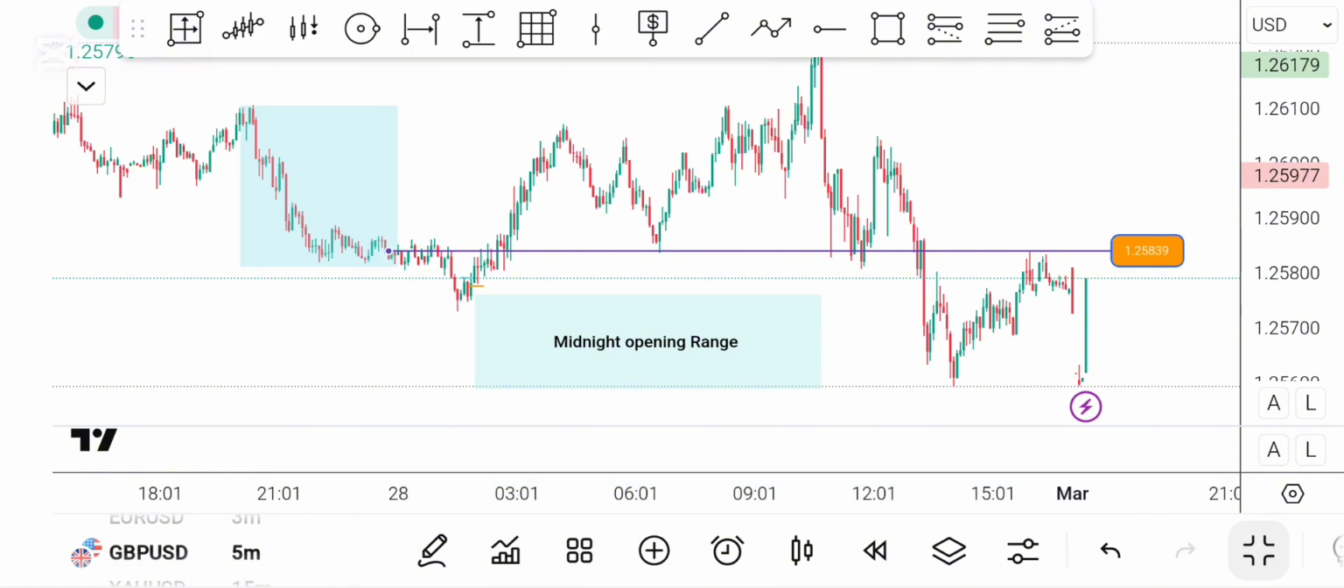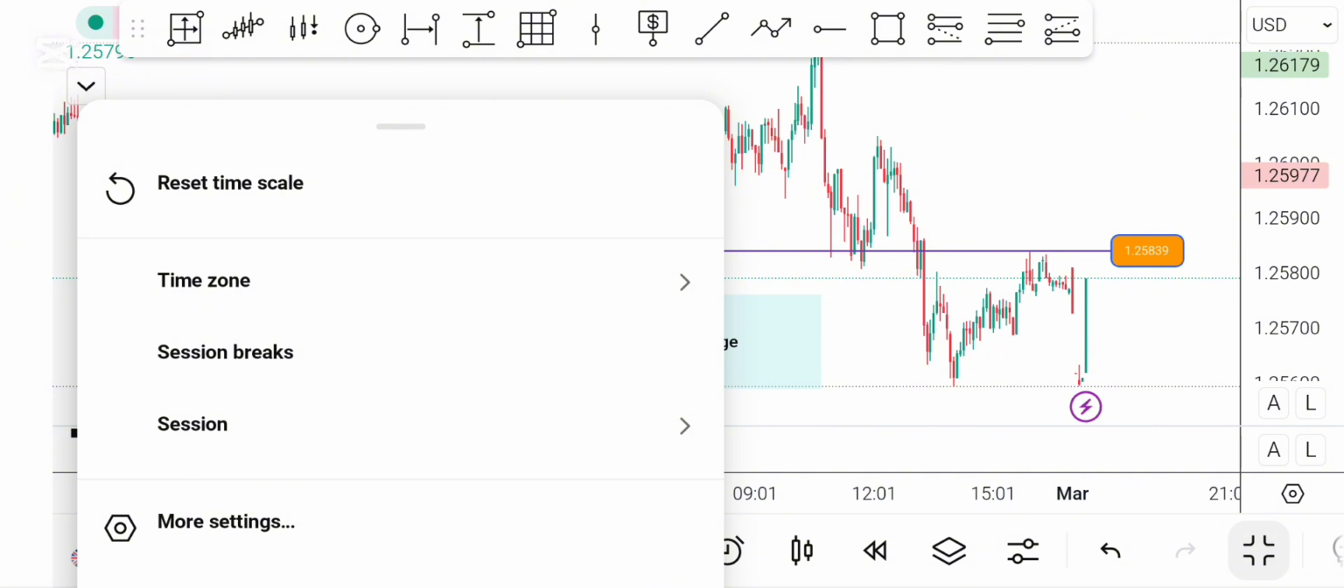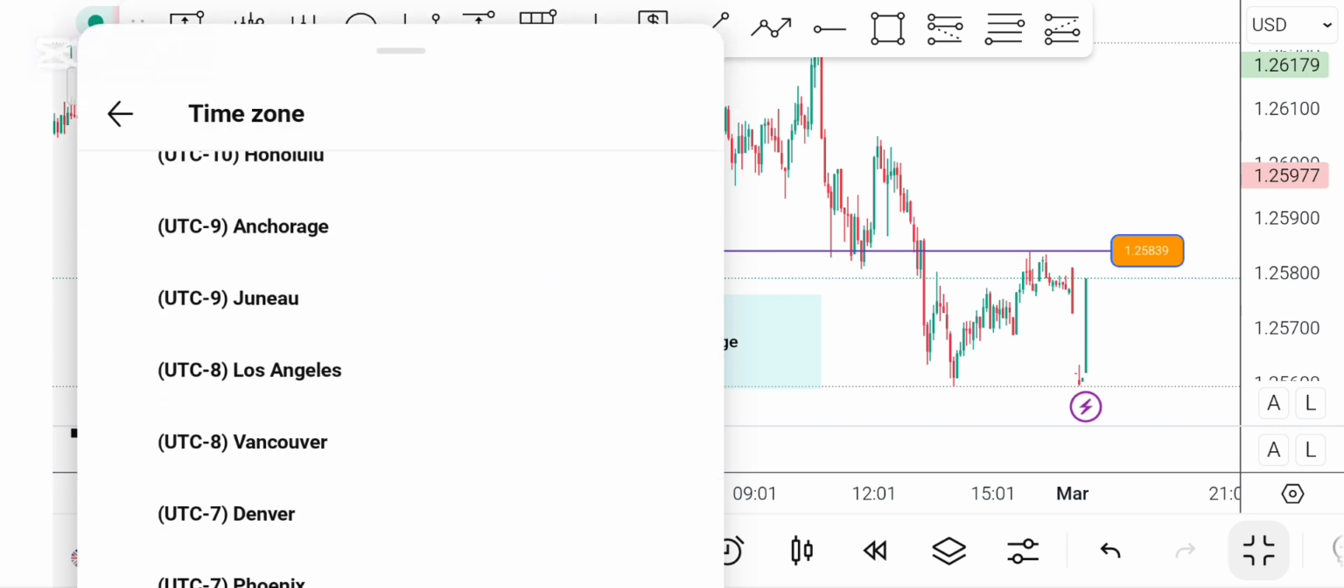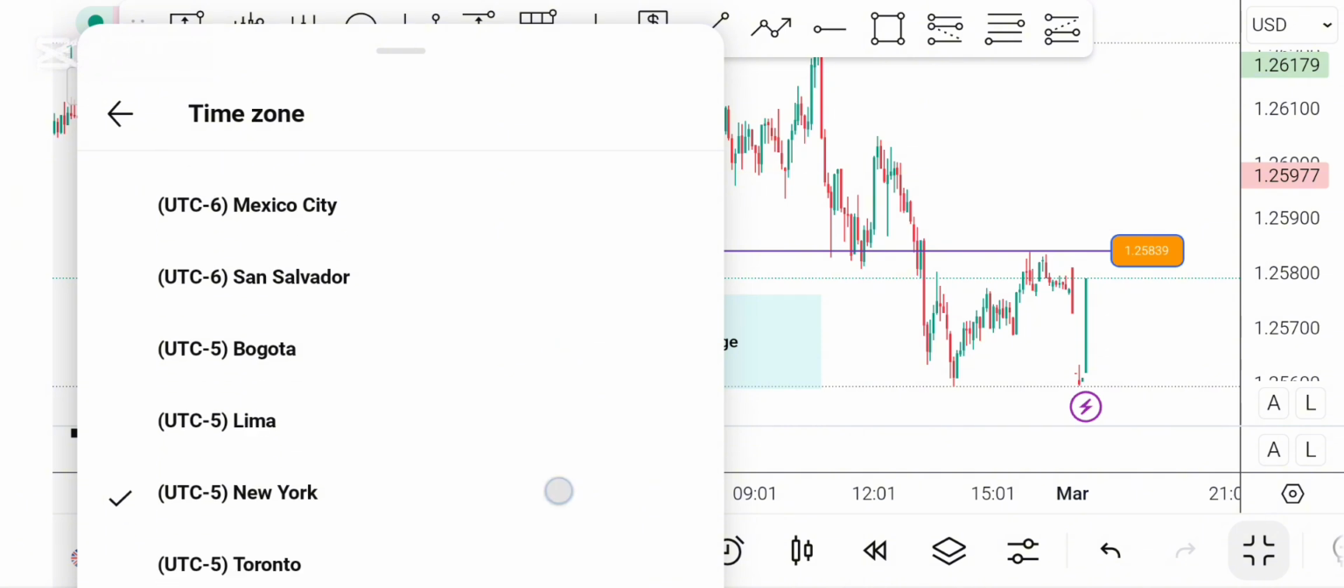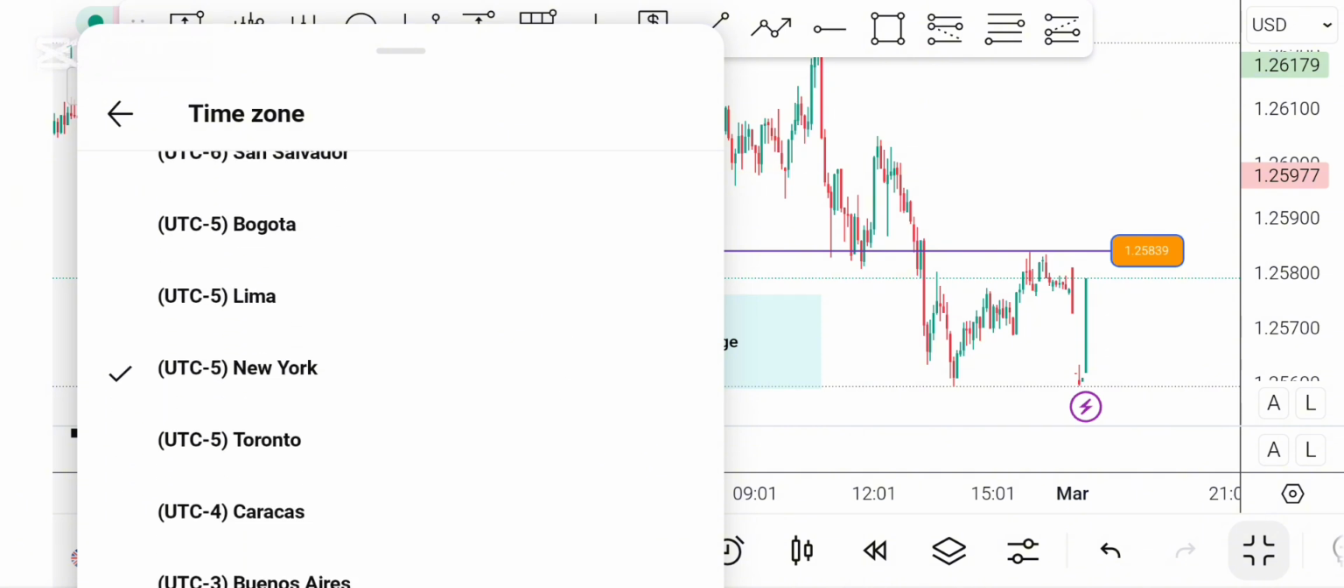Always make sure that your chart or your TradingView is set to New York time, okay? By so doing, it means you have to press and hold the time frame right at the bottom of your screen, and you are going to see this option pop up. Then you see time zone over here, or click on time zone and you scroll right down. Make sure that your TradingView is set to UTC -5 New York, okay? It has to be checked, okay?